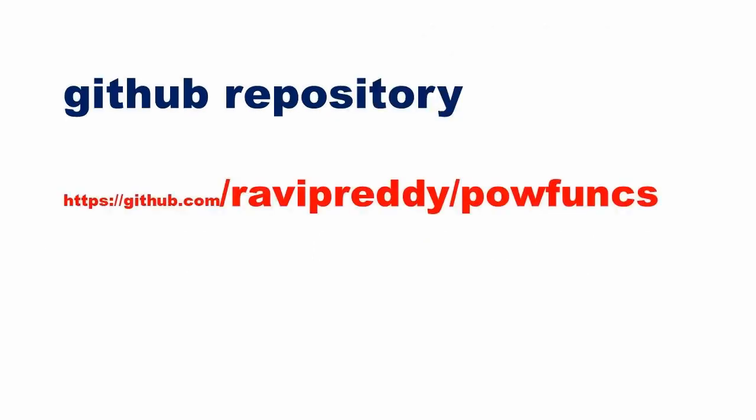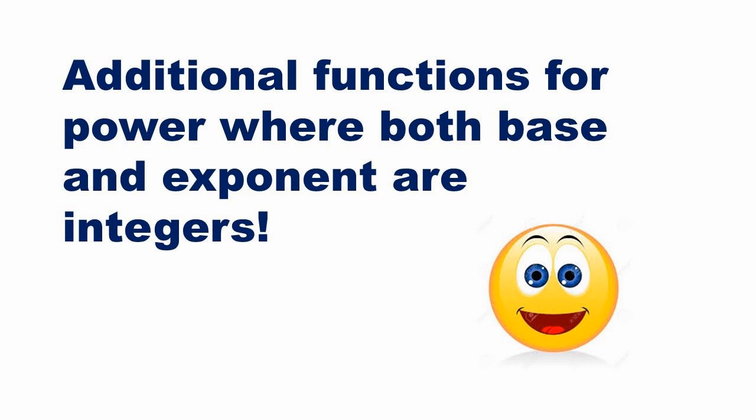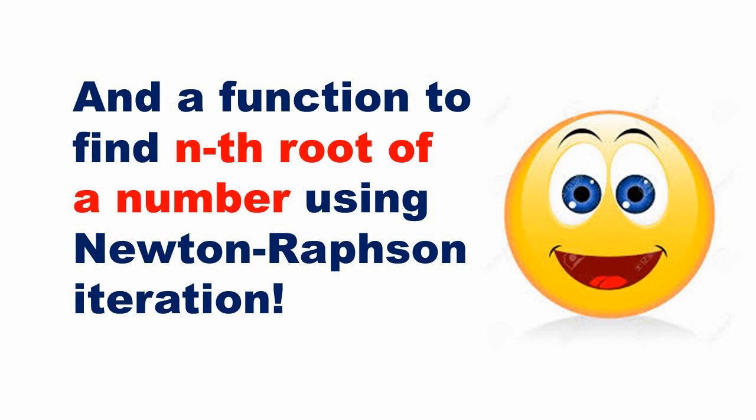I have put both these functions, the recursive function and the loop function, in my GitHub repository, which is github/ravipreddy/powfuncs. You can download the actual C file from there. In that, I have added additional functions for the power where both the base and exponent are integers. I also added a function to find the nth root of a number using Newton-Raphson iteration, which is definitely faster than using the power function.